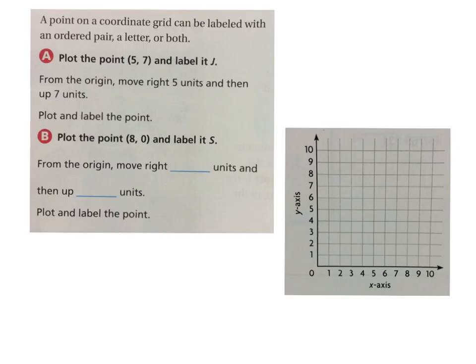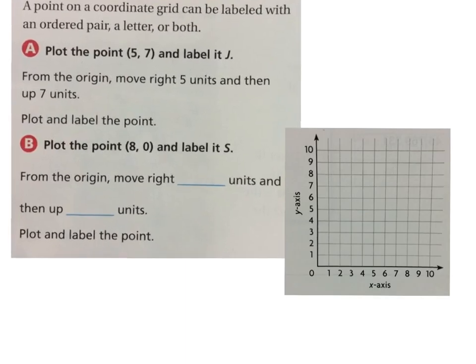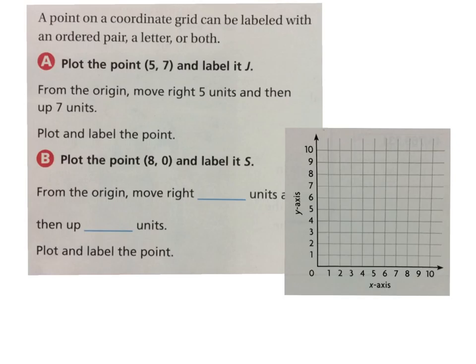Now, a point on the coordinate grid can be either labeled with an ordered pair, as we did before. It can be labeled with a letter, a name, like aquarium, right? Or both, okay? So for the first one, I want you to plot the point 5, 7. Okay, you can see right here, 5, 7. I know this is an ordered pair because it is in parentheses and there's a comma between the two numbers. So go ahead and plot the point 5, 7, and let's label it with the letter J.